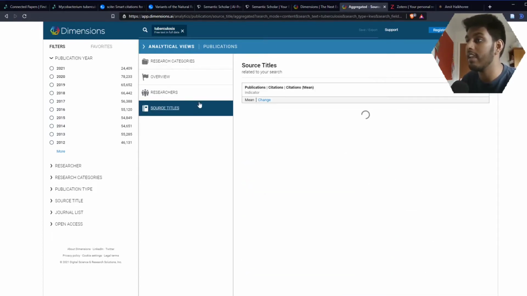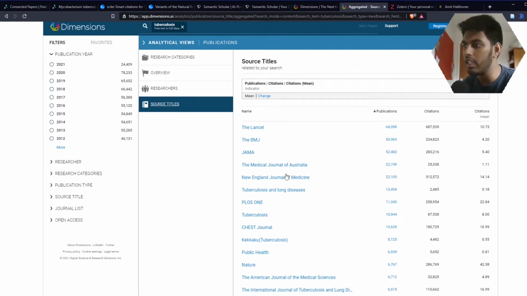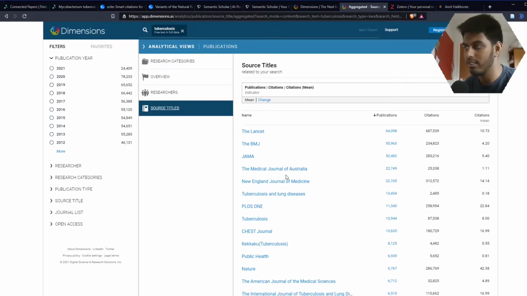And finally, it gives you some source titles. So this is just good for finding places where your articles are most likely to be published. So for example, The Lancet has 64,000 publications under tuberculosis. So again, it'd be really useful to have a look and see where your subject area is being published the most.